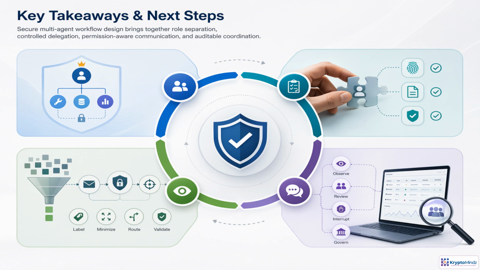The core lesson is that multi-agent security is designed, not assumed. Separate roles and privileges. Control delegation with policy checks. Communicate with minimal, validated context. Make every important action observable and interruptible. These patterns apply across enterprise copilots, operations, support, security, and engineering. Next, we'll formalize governance, test workflow resilience, and apply everything in the final project.